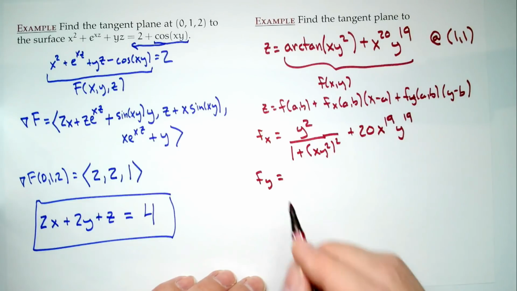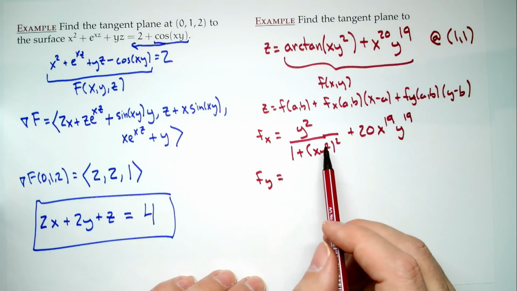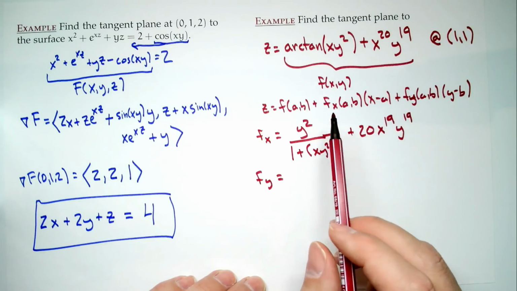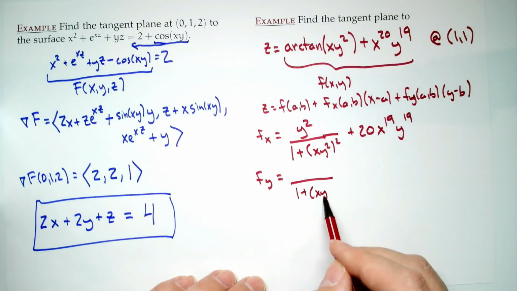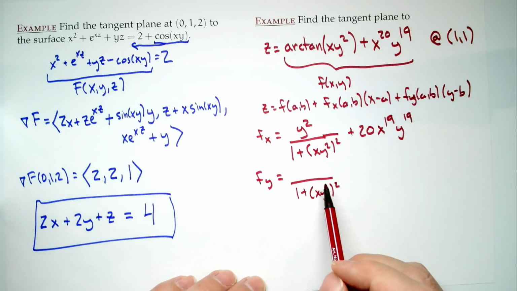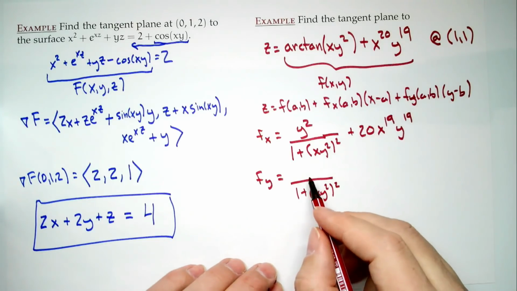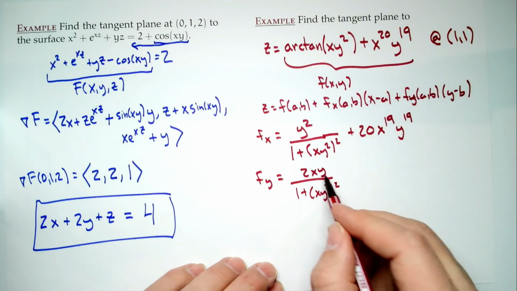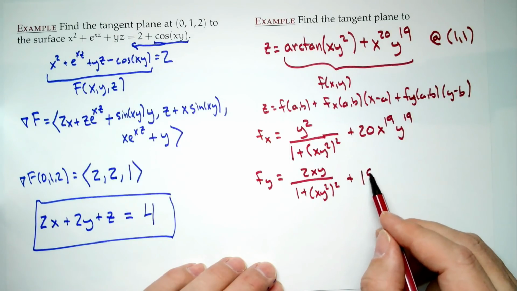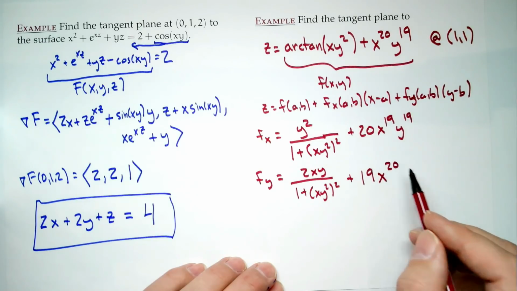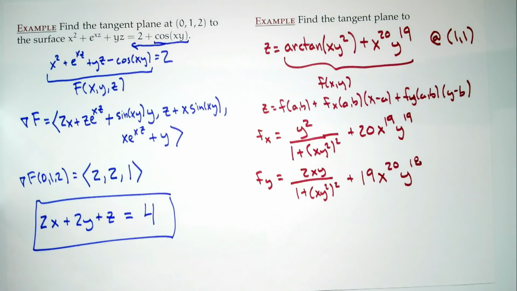F sub y, well, what will that be? Well, it's going to look suspiciously familiar. Again, arctangent, 1 over 1 plus the inside squared times the derivative of the inside, derivative of xy squared with respect to y, 2xy. Derivative of x to the 20th, y to the 19th, 19x to the 20th, y to the 18th. Any questions?